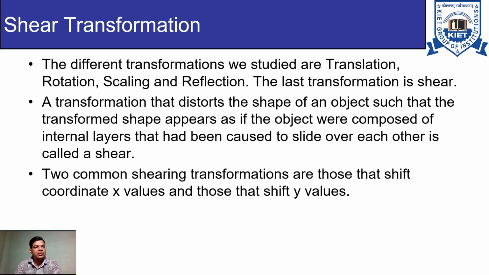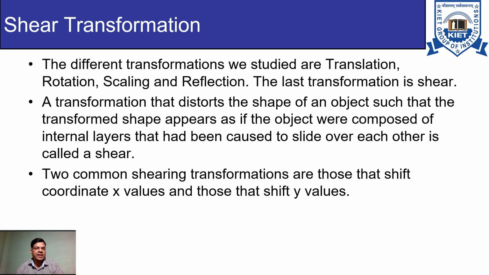Previously we have already discussed 4 transformations: first translation, second rotation, third scaling, and fourth reflection. The last transformation is the shear. A transformation that distorts the shape of an object such that the transformed shape appears as if the object were composed of internal layers that have been caused to slide over each other is called a shear. So shear is a transformation which distorts or changes the shape of an object.